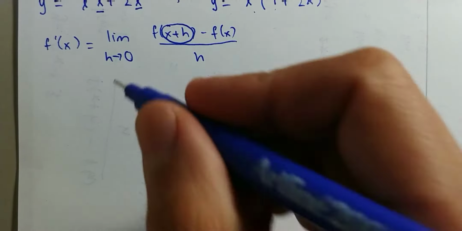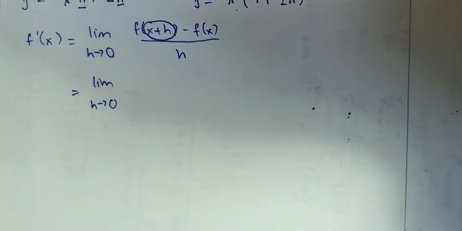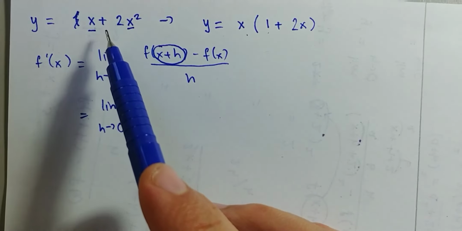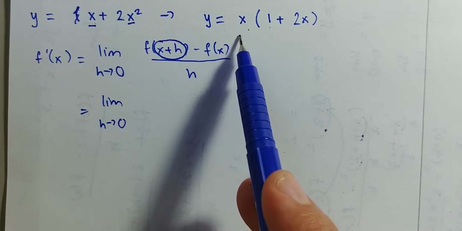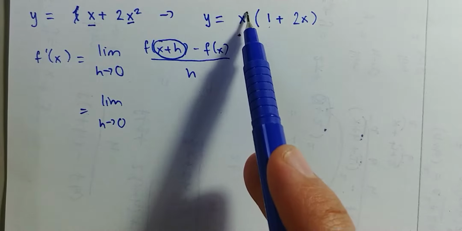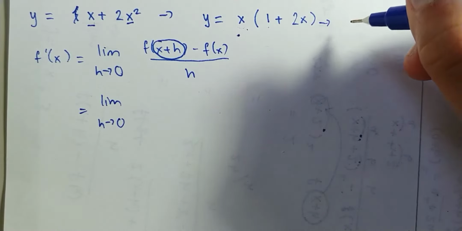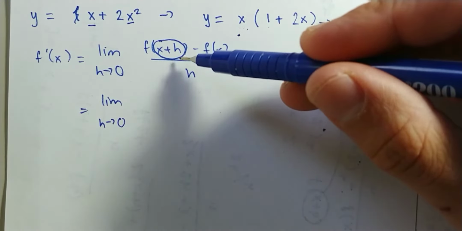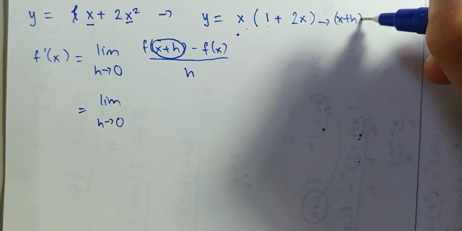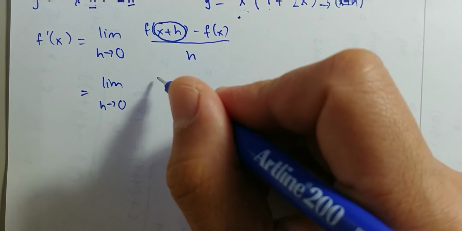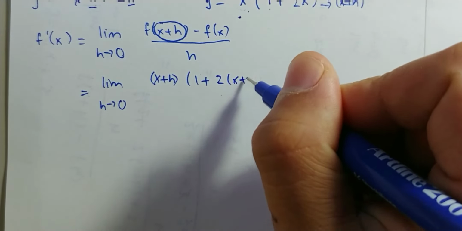Now, because of that, you have two options. You can either do it that way, so you substitute x by that into this formula, or you use this function, so you substitute into here and here. If you stick with this way, what it looks like in terms of x plus h is, I should just write it here for you, x plus h times 1 plus 2 times x plus h.